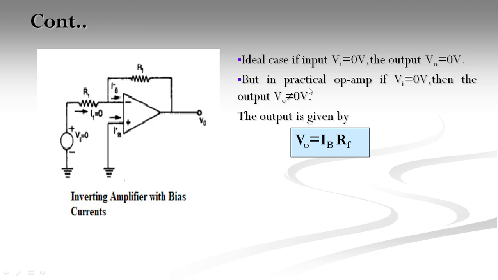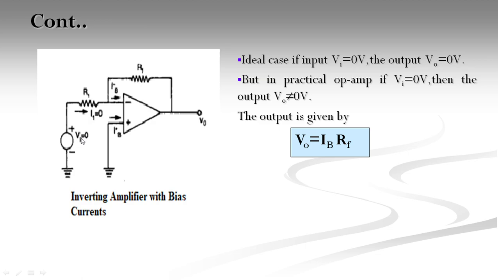Why are we getting a DC output offset voltage? This is mainly due to the presence of the input bias current in the circuit. So the output voltage in that case is given by IB into RF. RF is the feedback resistor, and IB is the current that flows through the feedback resistor. So due to the presence of this input bias current, we are going to get some amount of error voltage at the output, even if my input is at zero voltage.